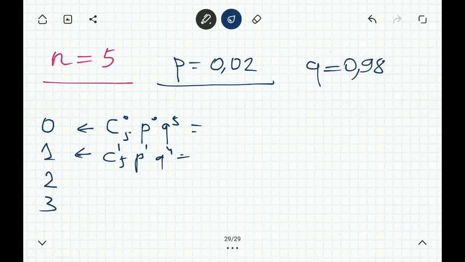So you already know how to find the number of combinations. You can look it up in our previous videos, or you can just Google it, or take it from the book, whatever you like more. So here, for our first case, for 0 it will be 1, and for 1 it will be 5. So let me put that 5 here, and this, I won't write the 1. P power 0 will be also 1, so we are left with only q, which is 0.98 to the 5th power.